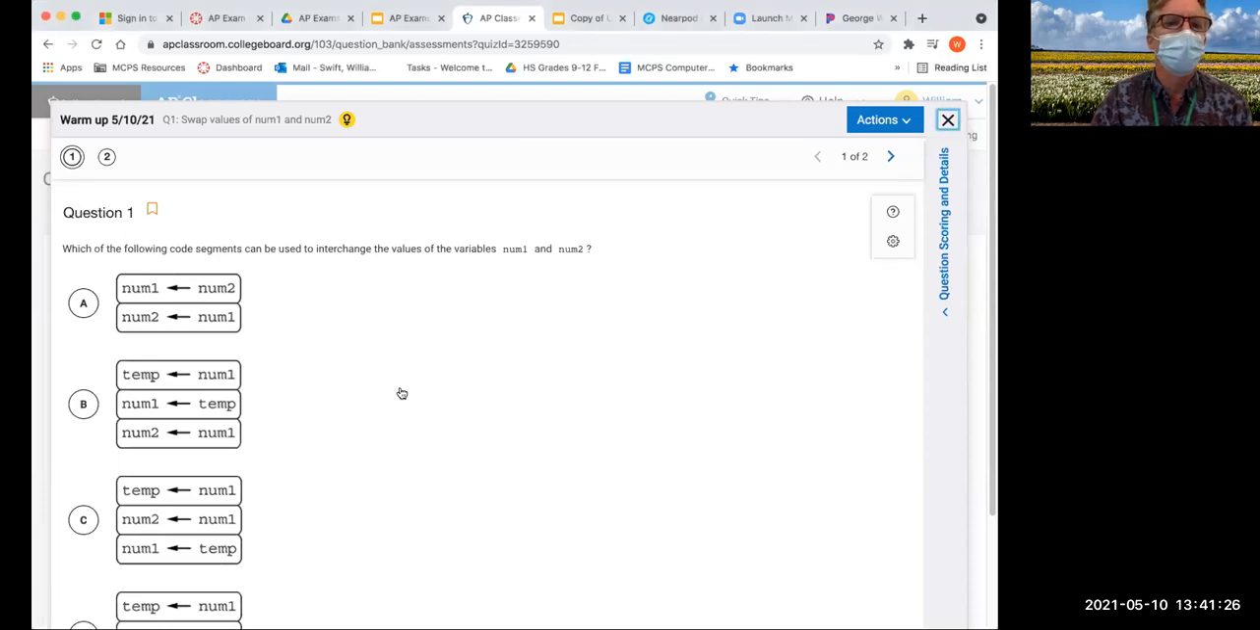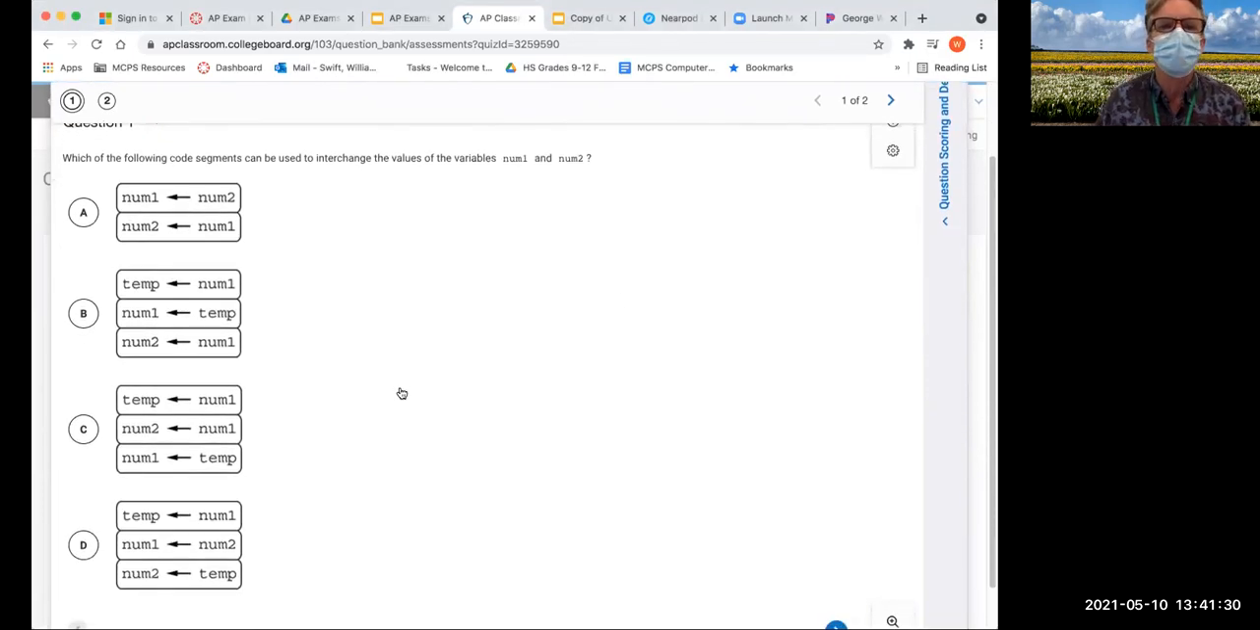All righty, let's get into our warm-up. Which of the following code segments can be used to interchange the values of the variables num1 and num2? By interchange, it means that the value of num2 is going to end up in num1 and the value of num1 is going to end up in num2. Is it A, num1 gets num2, num2 gets num1? Is it B, temp gets num1, num1 gets temp, num2 gets num1? C, temp gets num1, num2 gets num1, num1 gets temp? Or D, temp gets num1, num1 gets num2, num2 gets temp?